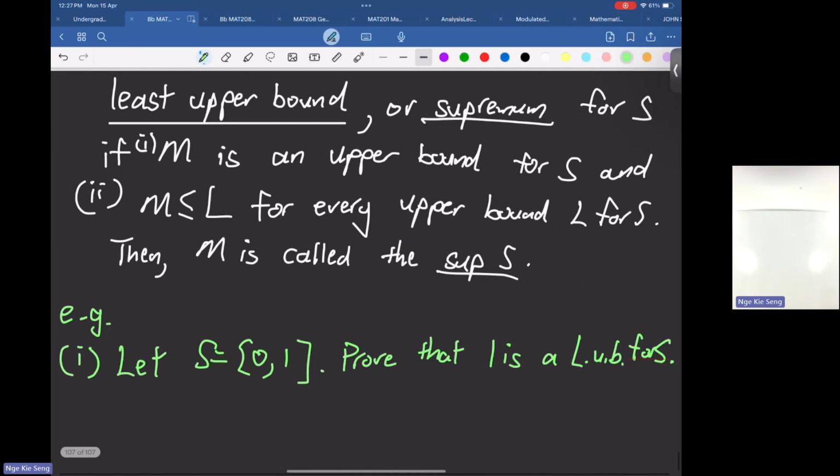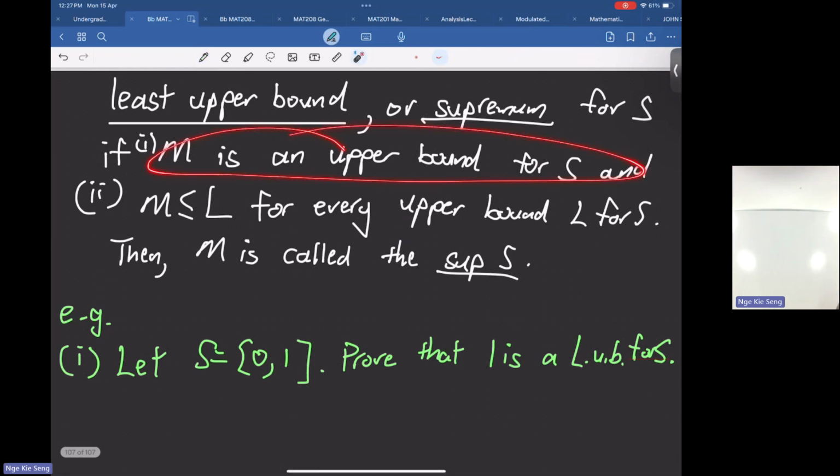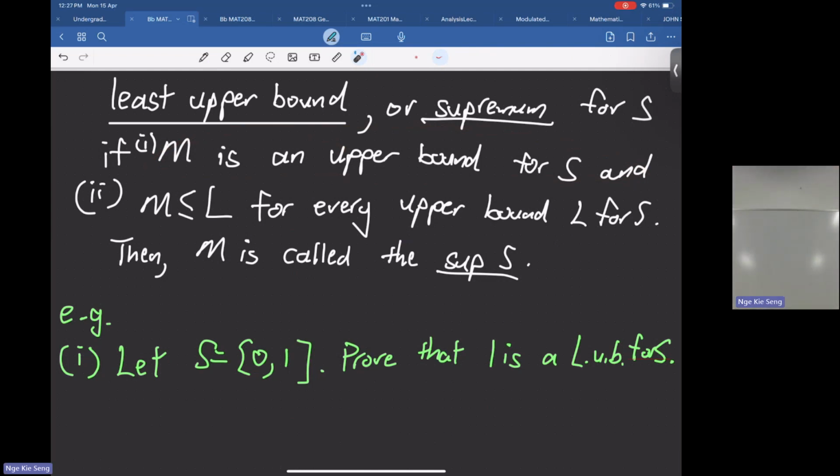First of all, you need to prove that it is an upper bound for S. Is it obvious or not? 1 is an upper bound for S. For every number inside here, it is less than or equal to 1. Why? This is just by the definition of the closed interval, because everything inside is greater than or equal to 0 and less than or equal to 1. So upper bound is easy.